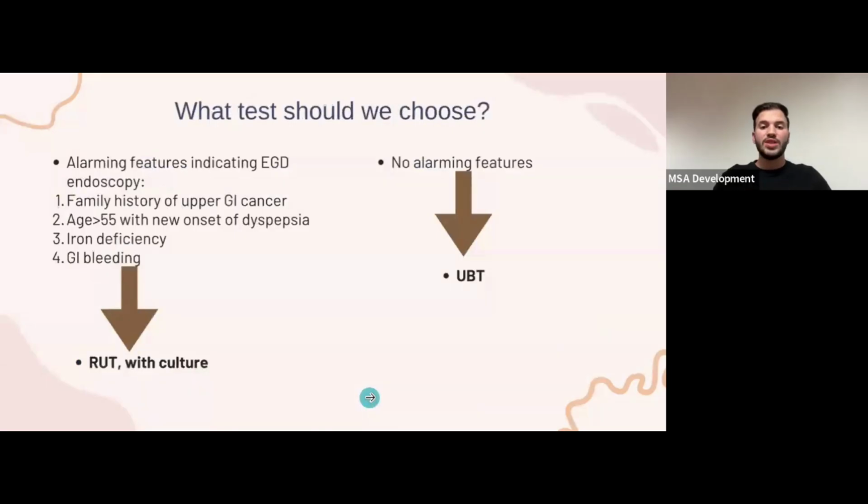Okay, what test should we choose? If we have alarming features indicating endoscopy, for example family history of upper GI cancer, age above 55 with new onset dyspepsia, iron deficiency, or GI bleeding, we use the rapid urease test, and of course we do culture with it since we're taking the biopsy anyway. If there are no alarming features, we use the urea breath test.